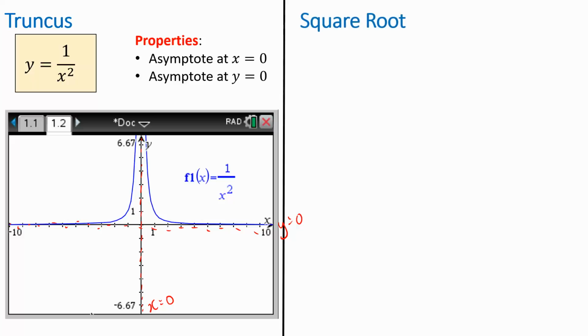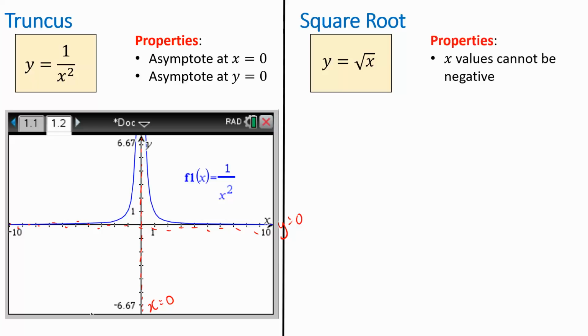So here we go. Square root functions. This is what a square root function looks like. Square root of x. There's only one property that you need to know. What's the property for a square root function? What can't you do? Negative. You can't have negative values. So the only thing you have to worry about is x values can never be negative.